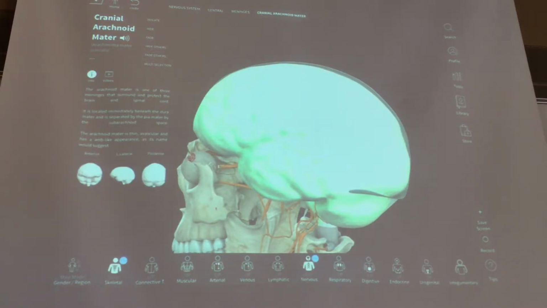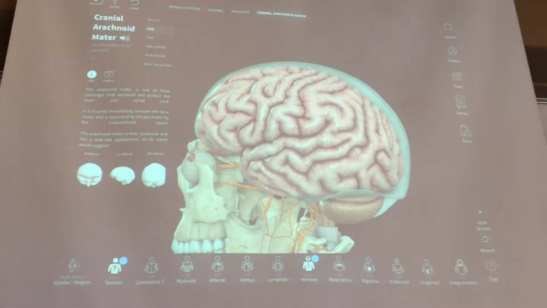Underneath it is the arachnoid mater. I'm going to remove that as well. And now we can really look at the brain, okay? So the cerebrum is the largest portion of your brain.